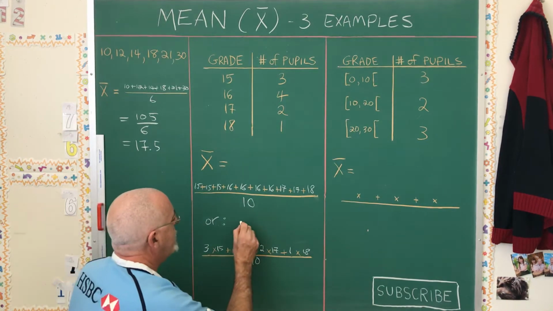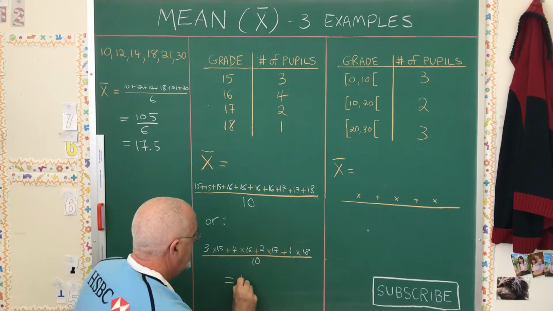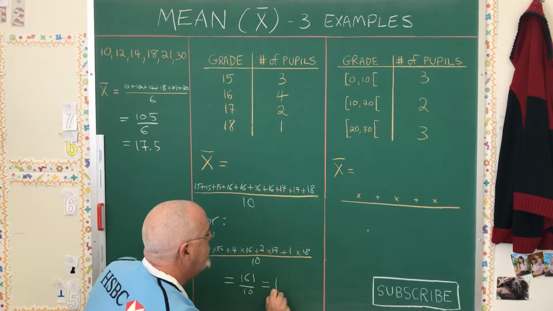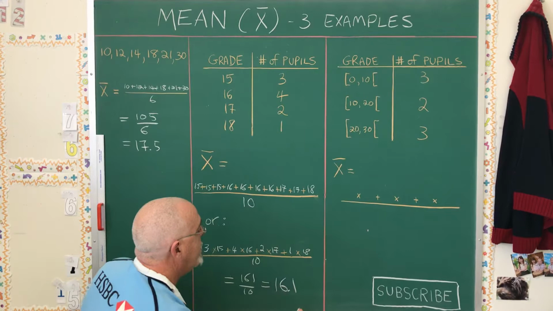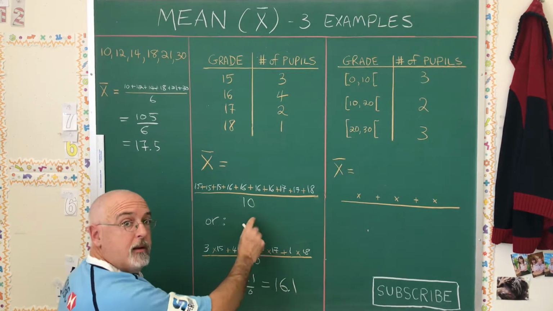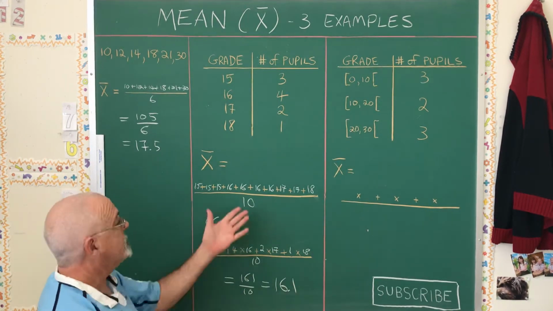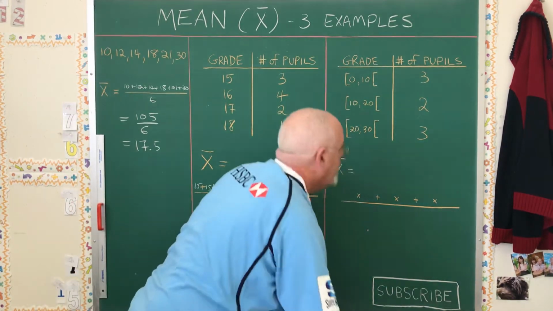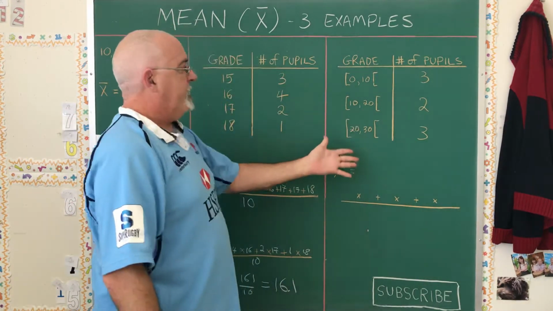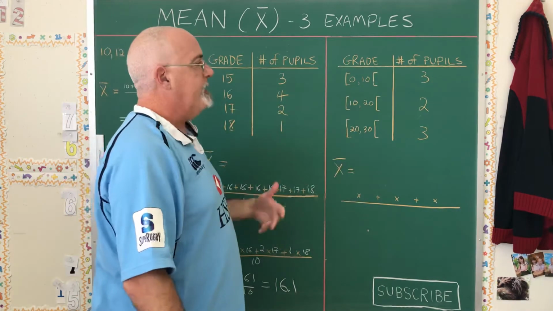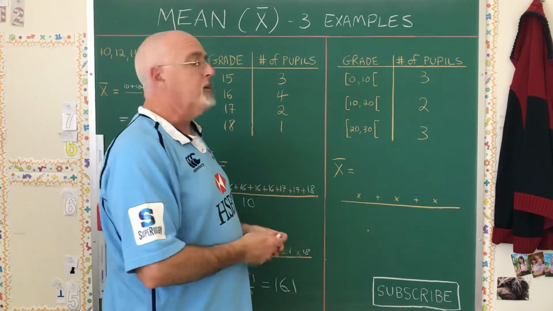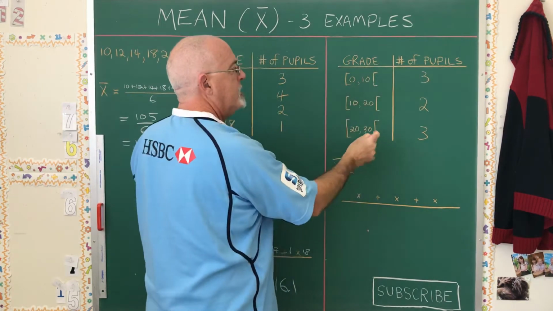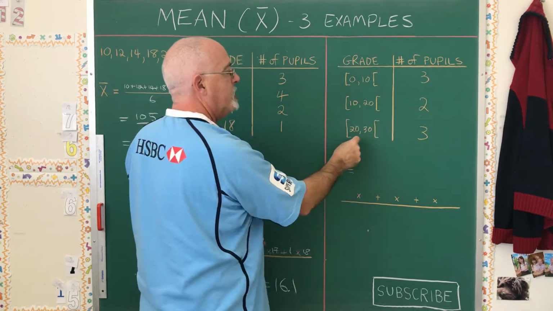I end up getting 161, divide by 10, and my mean, my average is 16.1. Either way that I choose to show the division, the answer is 16.1. Now we have a third set of data, and this one's a little different again. It again is a frequency table because this grade is happening 3 times. This grade happens twice, this grade happens 3 times.